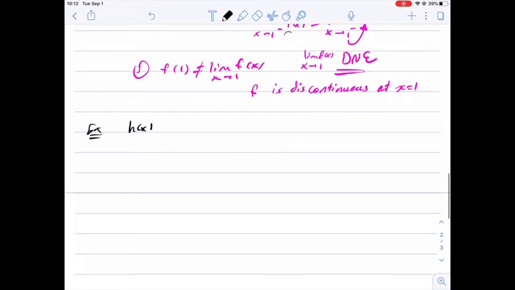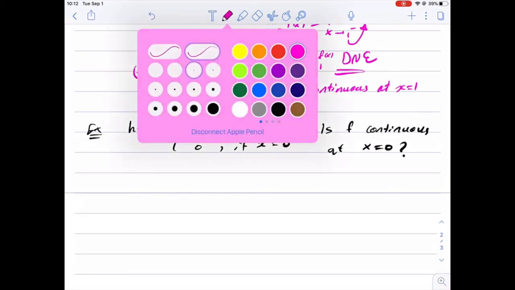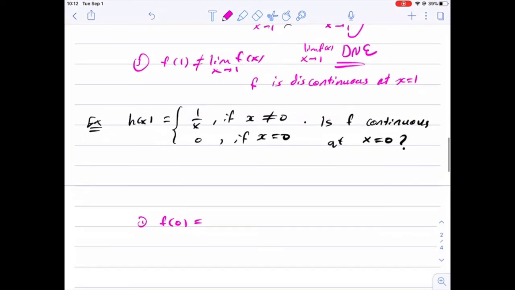Now let's do the following example. We have h of x defined by 1 over x if x is not equal to 0, and 0 if x equals 0. Now for this function, we ask, is the function f continuous at x equals 0? So let's apply the three conditions. The first condition, f of 0 is, where should we plug 0? Here we have equality, so this is a constant function, so f of 0 is 0, so it's defined.